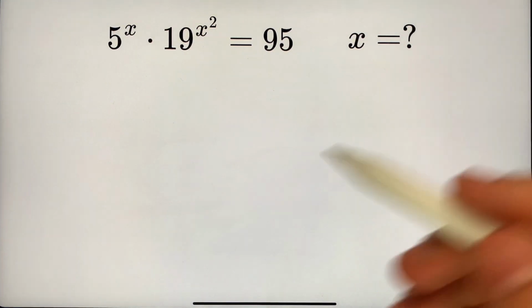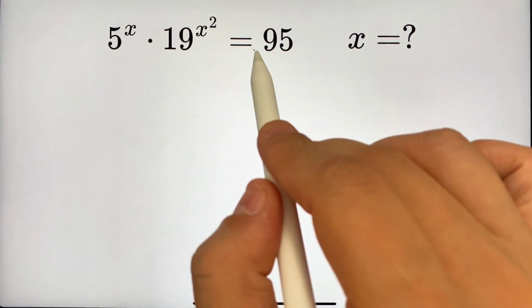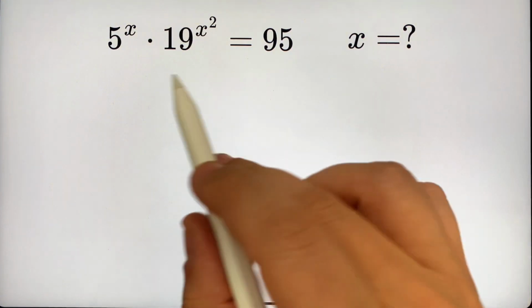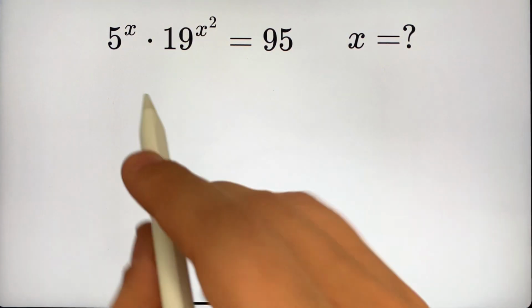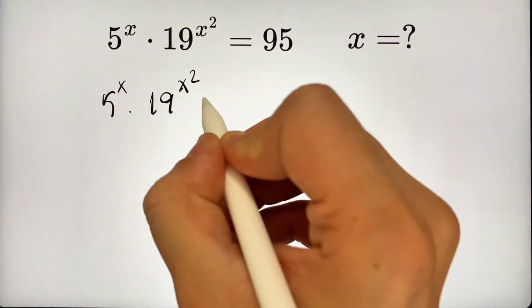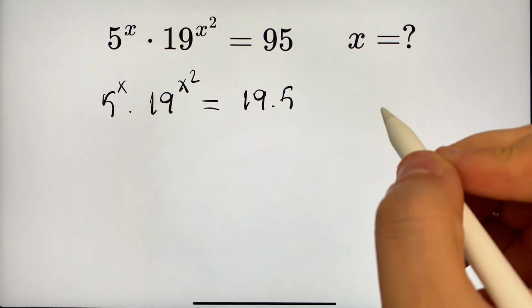Let's start. Now our question is 5 to the x times 19 to the x squared equals 95. What should I do here? Let's work on both sides first. If we write it like this, 5 to the x times 19 to the x squared equals 19 times 5, I can express it that way.